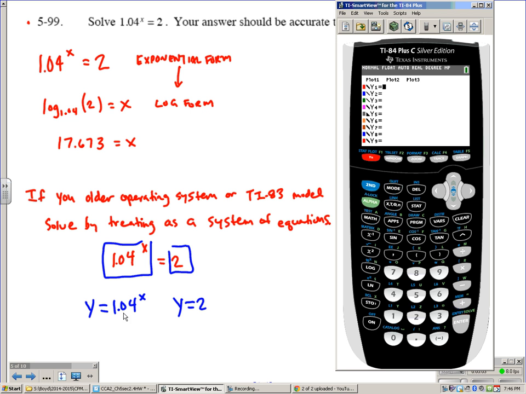Let's plug them in. We've got y equals 1.04 raised to the power of x. And then the second one would be simply y equals 2. Now, I've already solved this once, so I know that my x ends up being 17.673. So I'm going to adjust my window and increase my x max so that the answer will fit on here. I'm going to go to 20, and I'm going to graph it here.